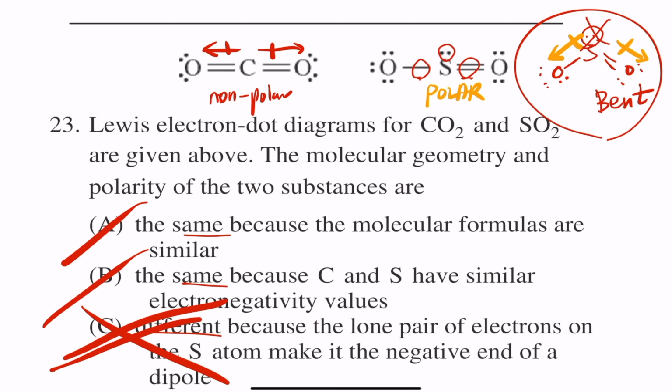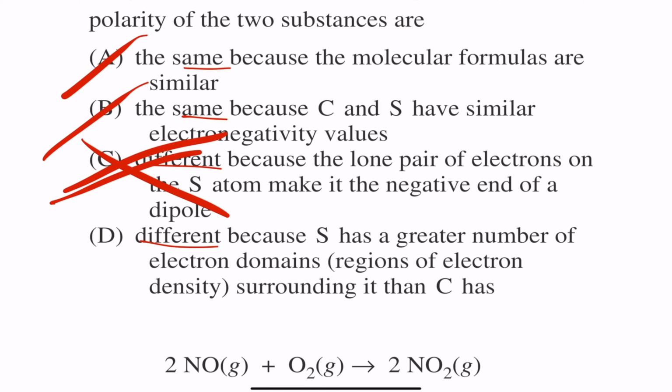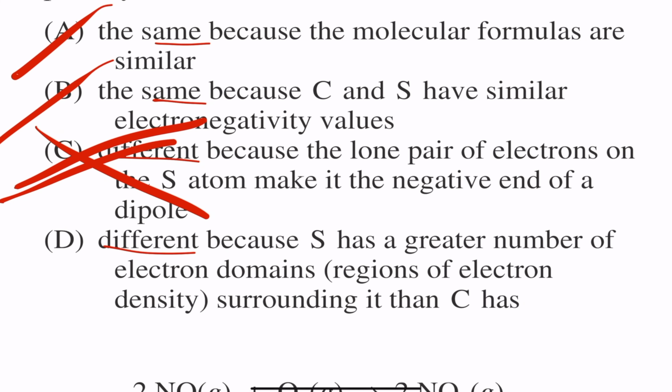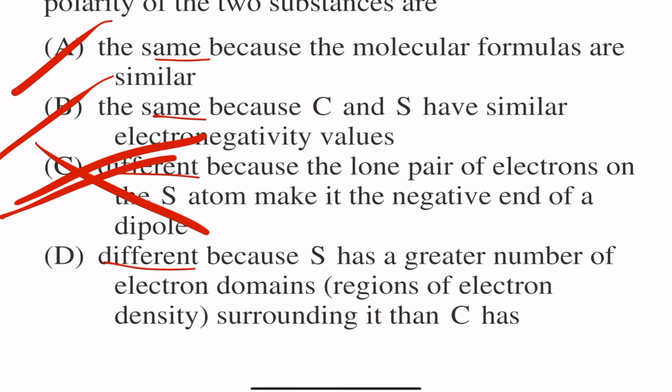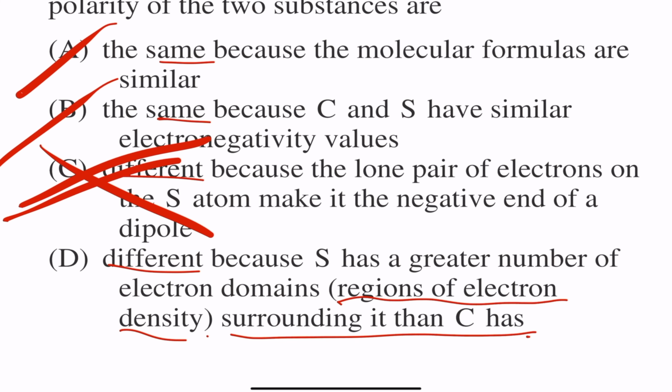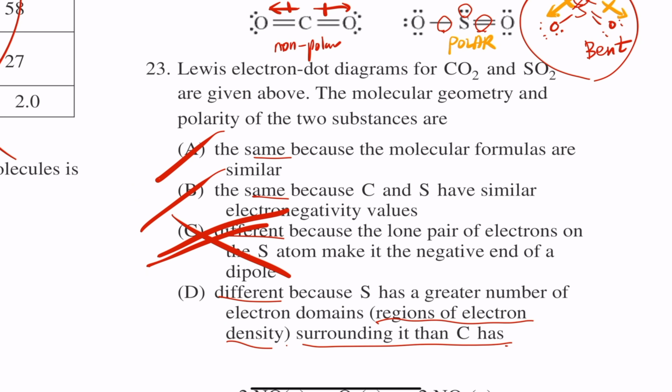Oxygen is more electronegative than sulfur, so it actually drags the shared electrons away from the sulfur towards the oxygen. So the dipole is actually not sitting at the sulfur end. The dipole should be sitting at the oxygen ends. So that's absolutely false. And D, different because sulfur has a greater number of electron domains. What that means, the regions of electron density, is that it's got more electron density surrounding it than the carbon does. And absolutely, right?